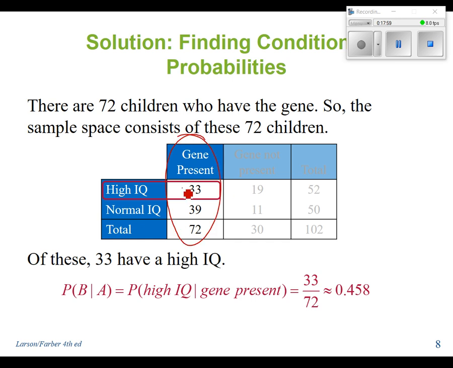Does it look like the gene actually is a cause for the high IQ? No. Not necessarily. It's about right at a 50-50% chance.